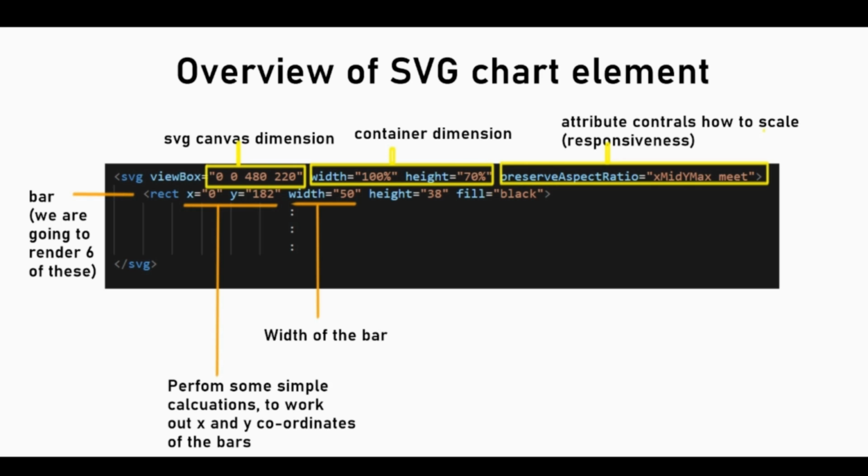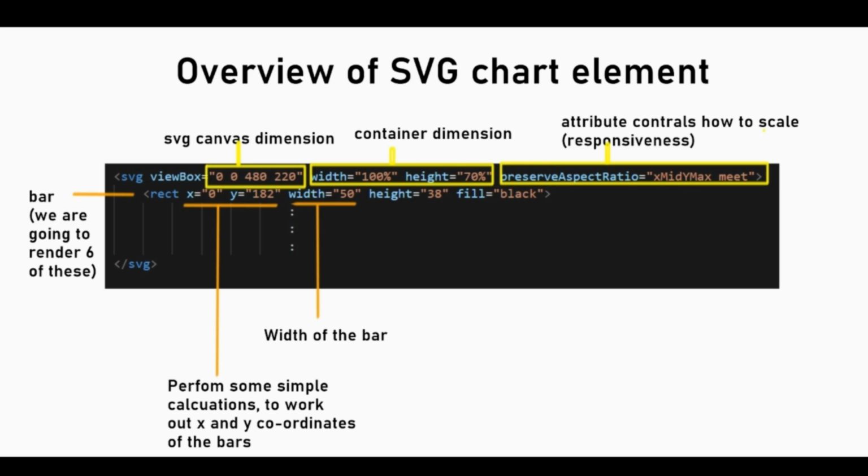Now the rectangle elements represent the bars. The attributes for the rectangles are your X, Y value, width, height and a fill color. The width will be the same for all bars, at 50 pixels. The X and Y values we will need to do a simple calculation to work out. If you don't understand how these things fit together, don't worry, you can still do the tutorial.